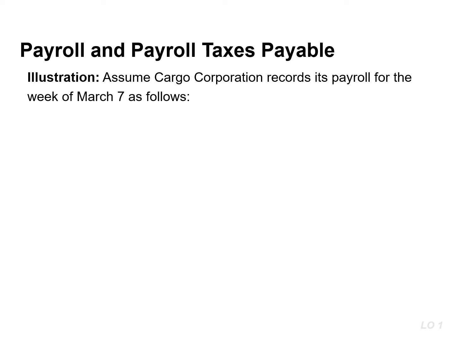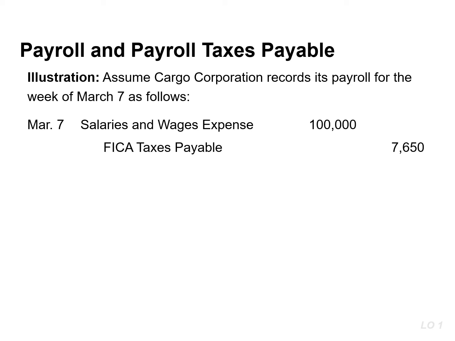Let's assume this company reports $100,000 in salary and wages expense, which represents gross earnings. This will result in a debit to salary and wages expense. In addition, it reports liabilities for the salaries and wages payable, as well as liabilities to governmental agencies. In this example, the payroll deductions are $7,650 for FICA, which will result in a credit to FICA taxes payable.